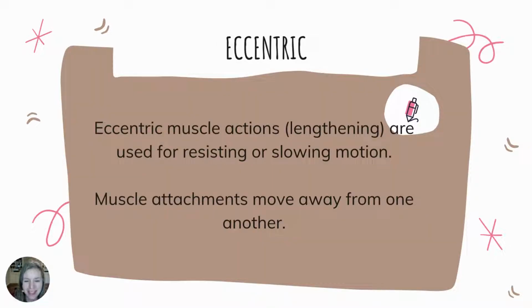We move into the eccentric muscle action, and we're looking at the lengthening of the muscle fiber. Almost like the complete opposite, because we're using our muscles to resist or slow down motion, and our muscle attachments on the bones are moving away from one another. It's really easy to label eccentric as a contraction, but truly it isn't. It's a lengthening of those muscle fibers.